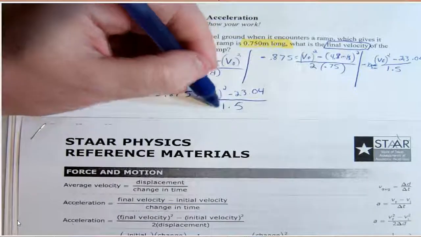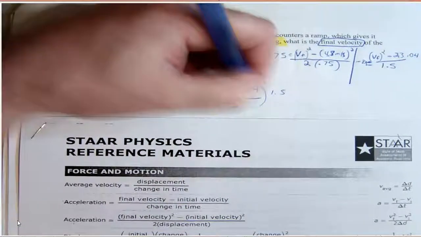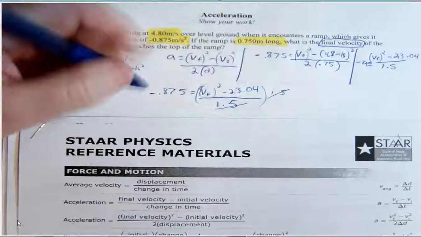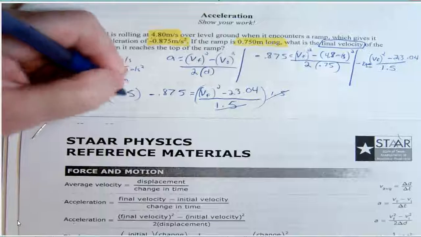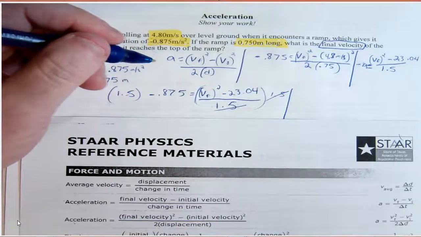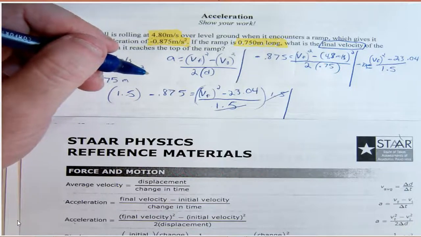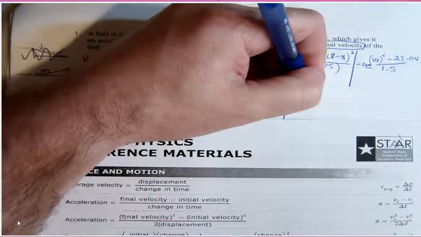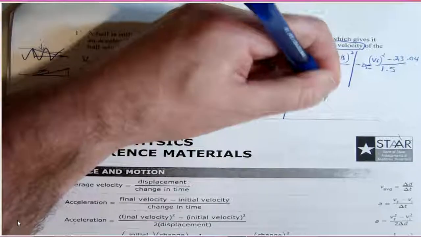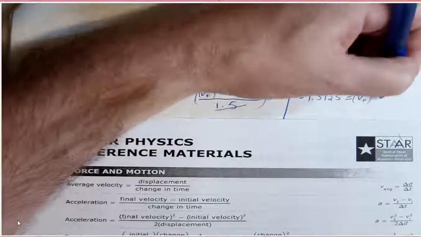So next thing we need to do is get rid of this denominator because that throws a wrench in everything, right? So we multiply the right side by 1.5 and the whole thing in parentheses, that cancels, which means we've got to multiply the left side by 1.5. So we're going to rewrite it again. We should have 1.5 times negative 0.875. So we should have negative 1.3125 equals final velocity squared, still can't forget about that square, minus 23.04.